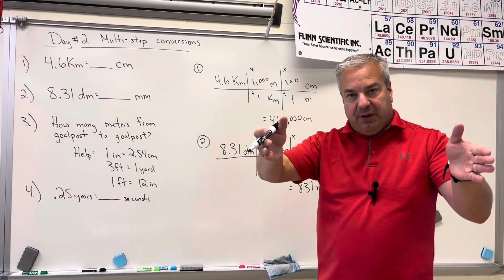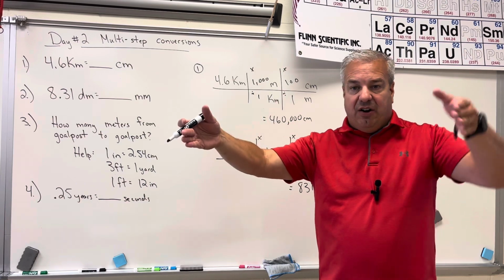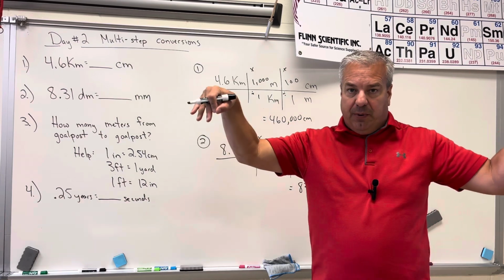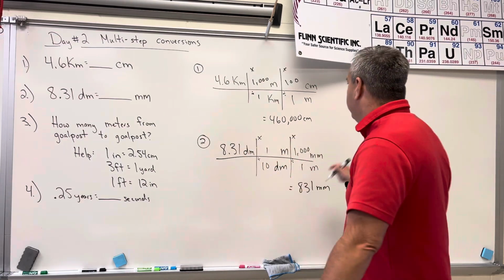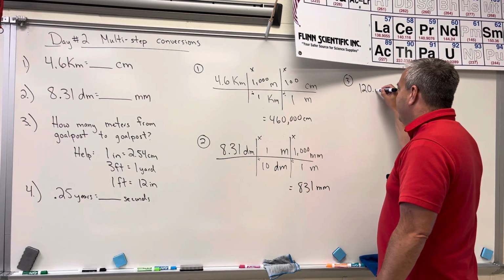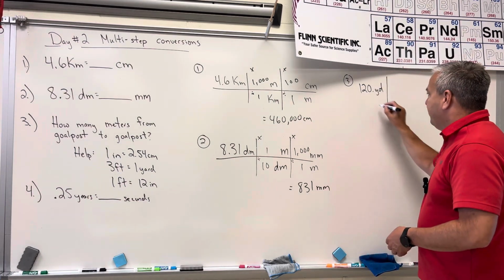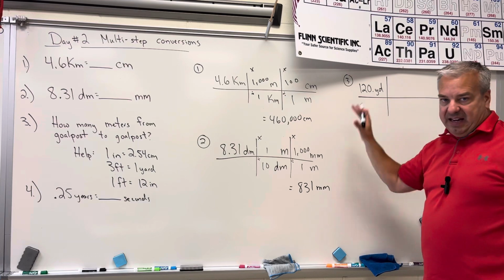So a football field is typically 100 yards, but there's an end zone that's 10 yards on both sides, and that's where the goalposts are. So from goalpost to goalpost, for problem number 3, we have 120 yards as the given. Okay, and as you can see, this is an English unit.